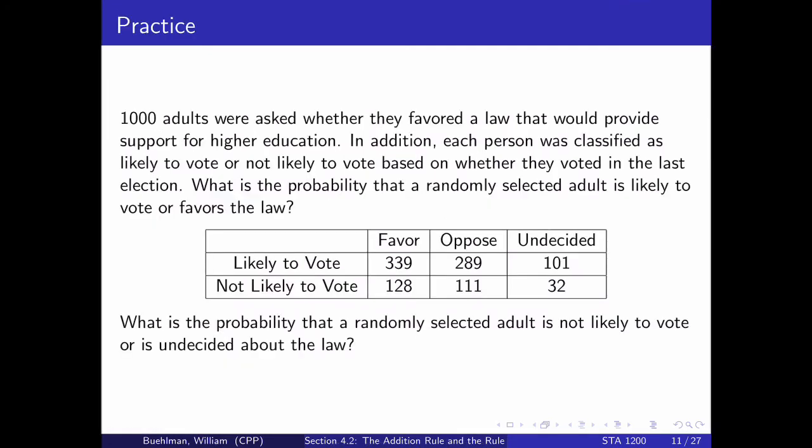Here's a practice problem for you guys. We have the same 1,000 adults, but this time we want to know what is the probability that a randomly selected adult is not likely to vote or is undecided about the law. So use the last example as a guide to solve this problem. So go ahead and do that. Pause the video, solve this problem, and the answers will be shown in 3, 2, 1.